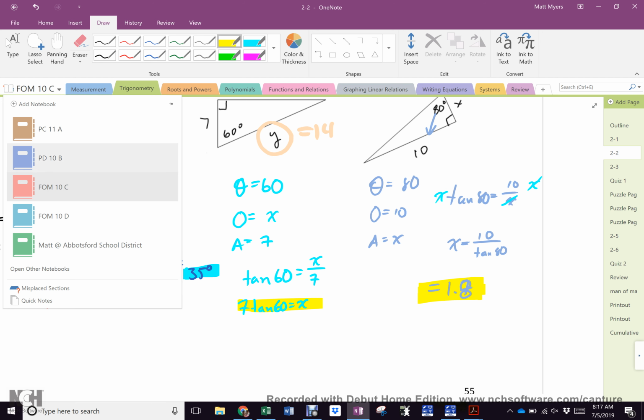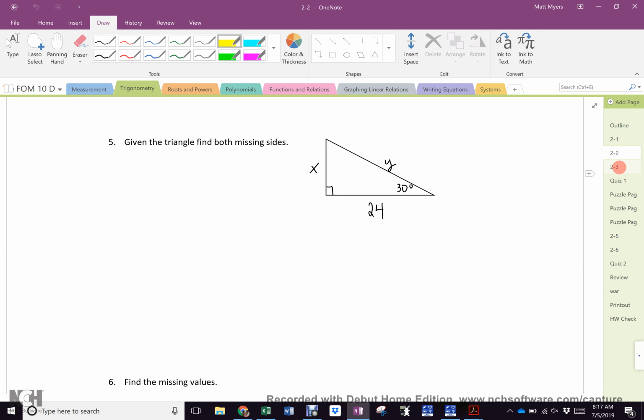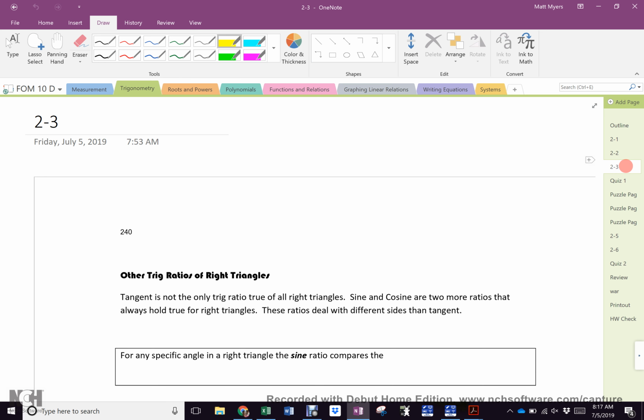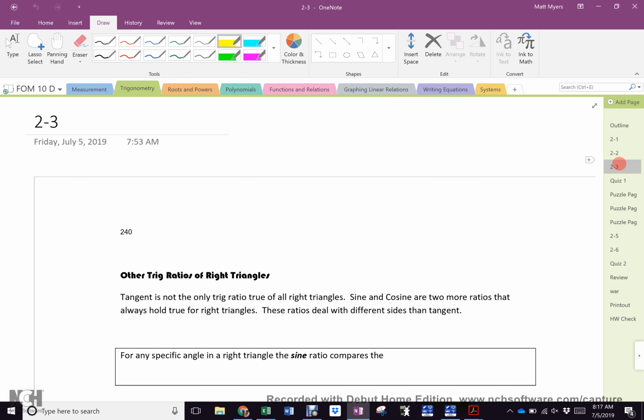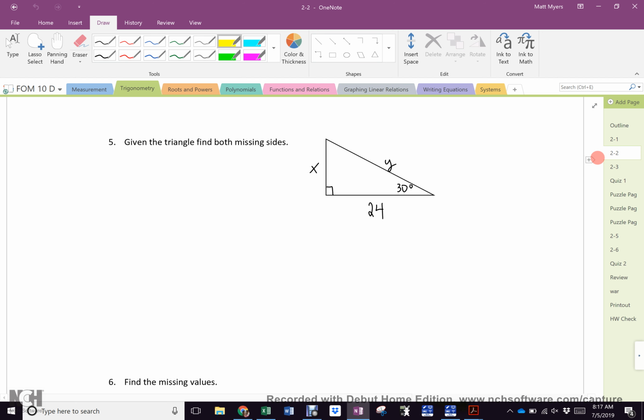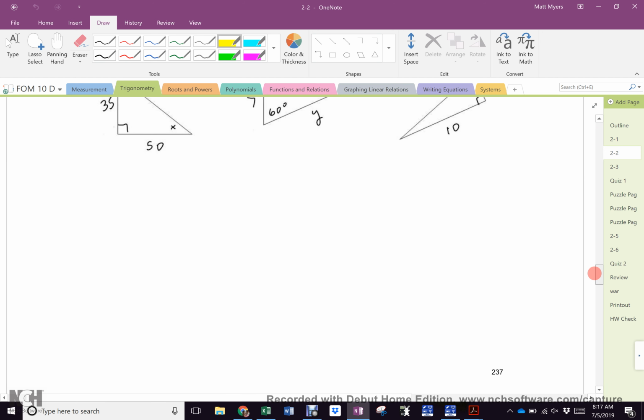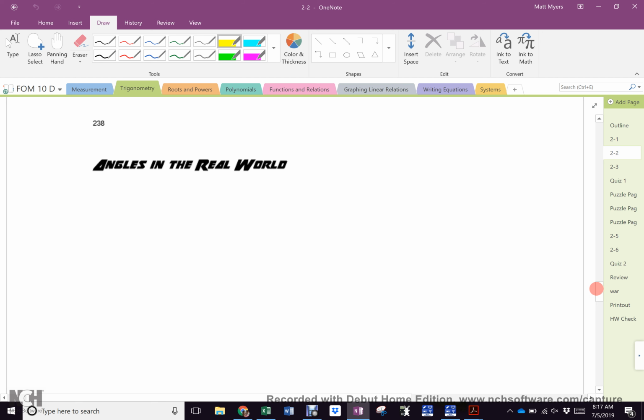Please do me a favor and turn over to page, no, not 240. We are not done. Sorry, silly me. Turn to page 238. Angles in the real world.